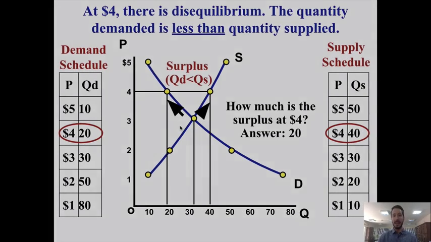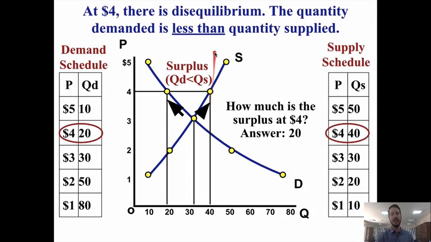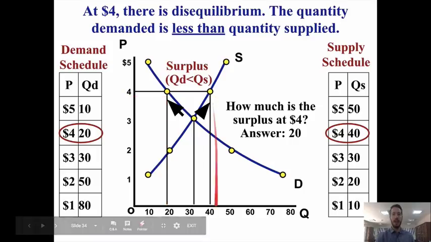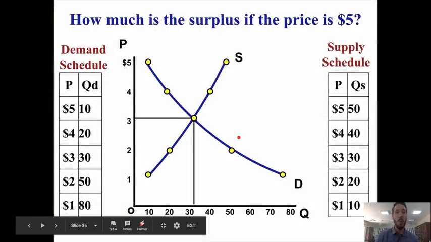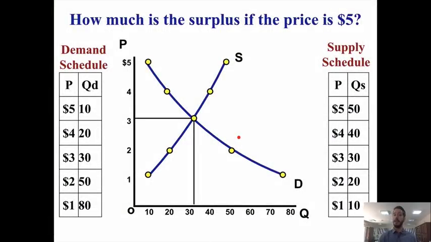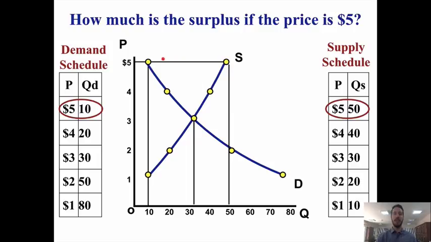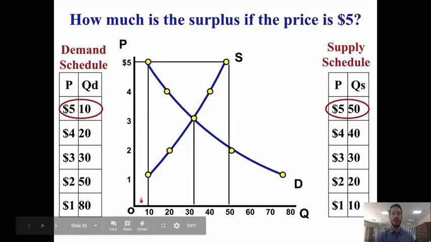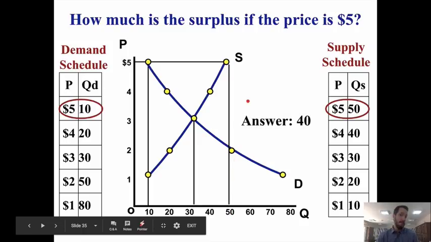And if we're looking at what that surplus was, it's 20, because all you have to say is at 4, here's the demand, and here's the supply, and the surplus is 20 items. What happens if it's 5? Well, if the price is 5, the demand is 10, quantity supply is 50, so the surplus is 40.